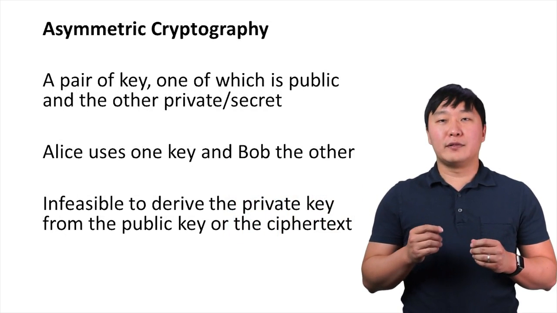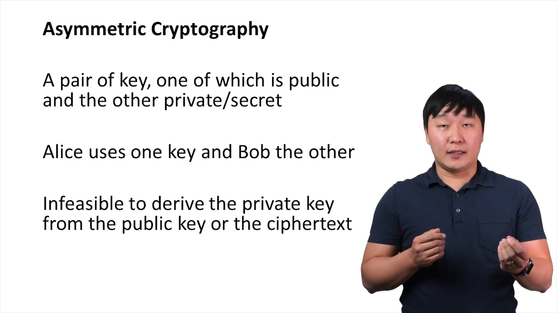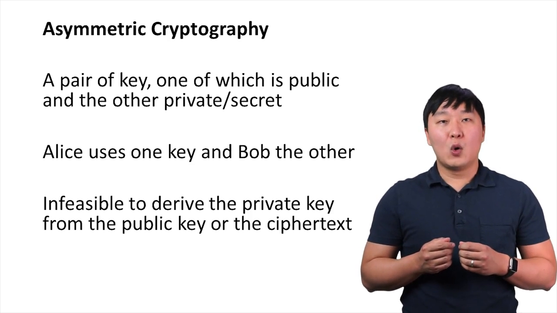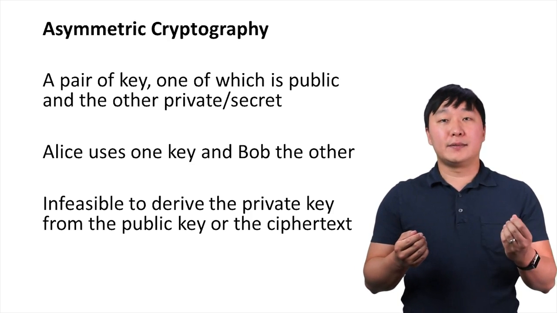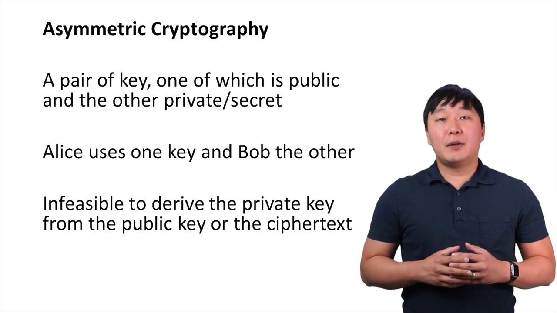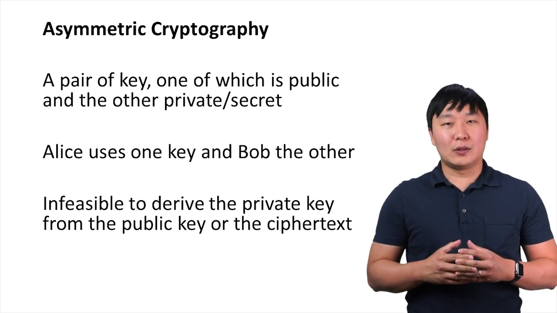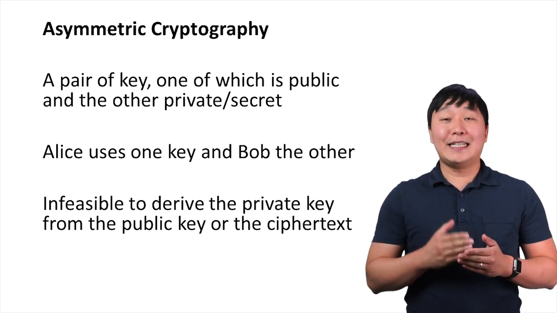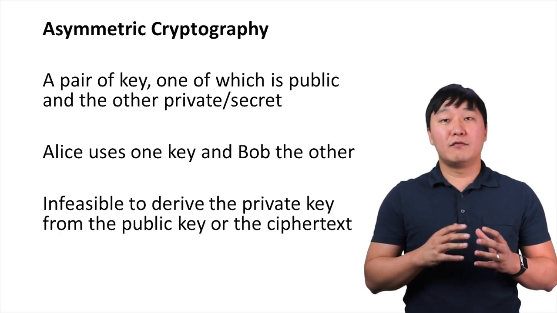Asymmetric algorithms rely on one key for encryption and a different but related key for decryption. One key is public and therefore called the public key, while the other key is private and is known only to the key holder and therefore called the private key. Since the public key is public, asymmetric cryptography needs to ensure that it is computationally difficult to derive the private key from the public key.